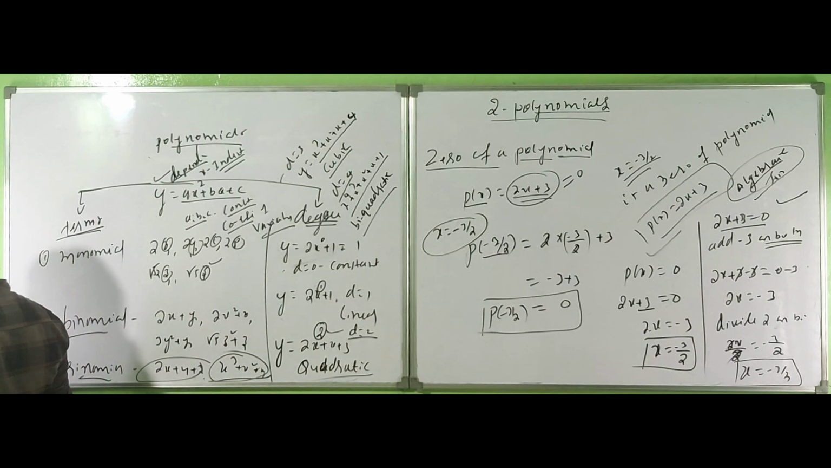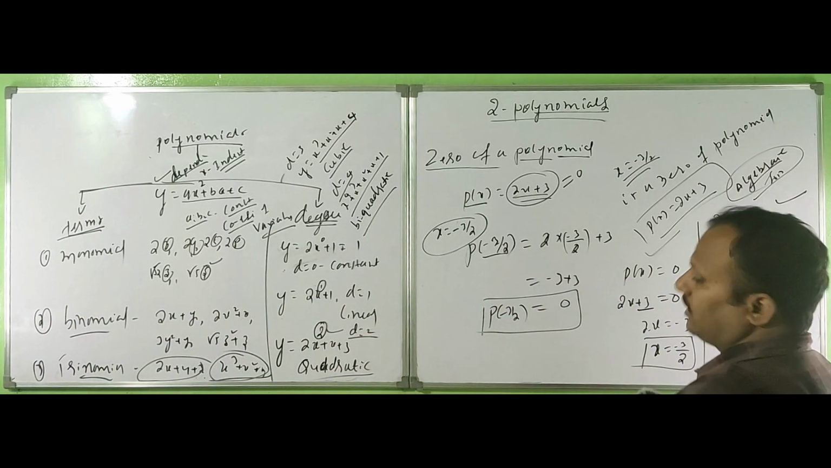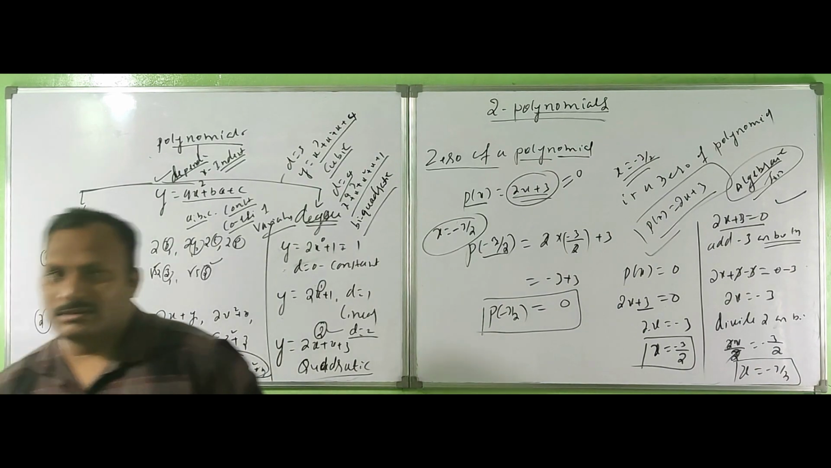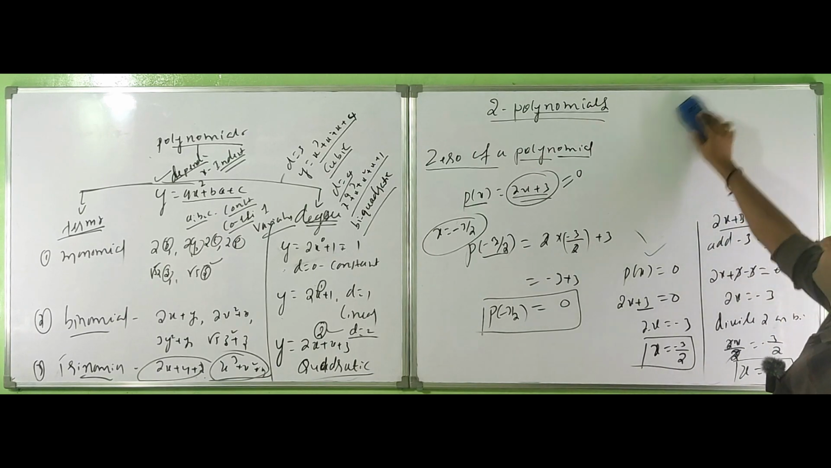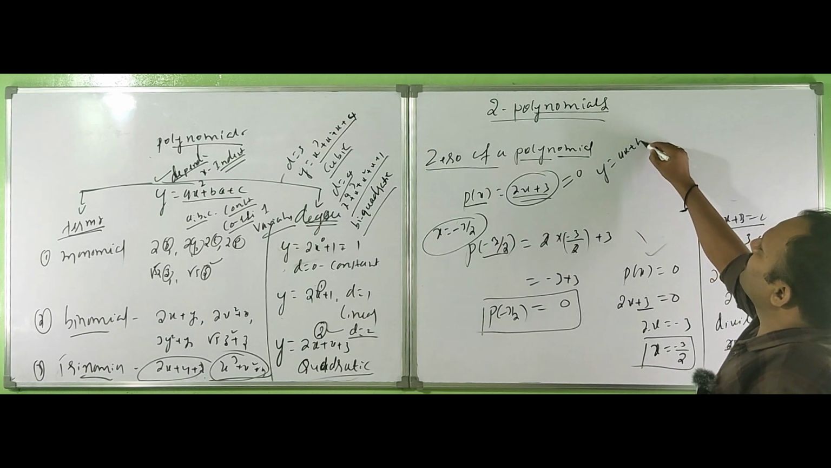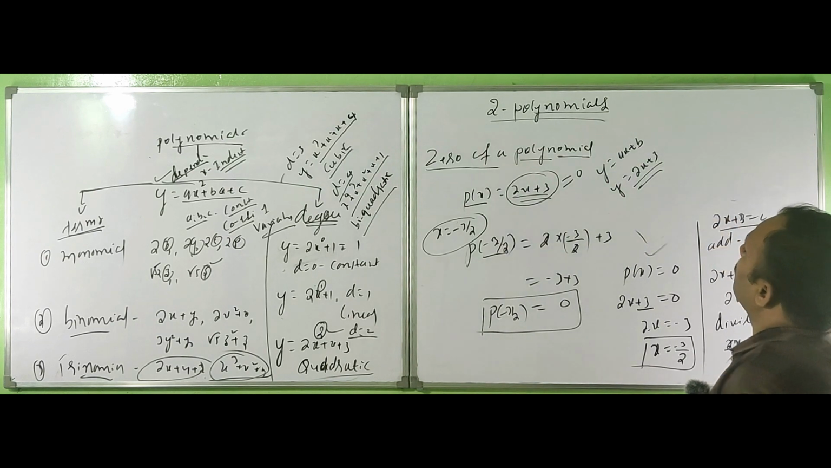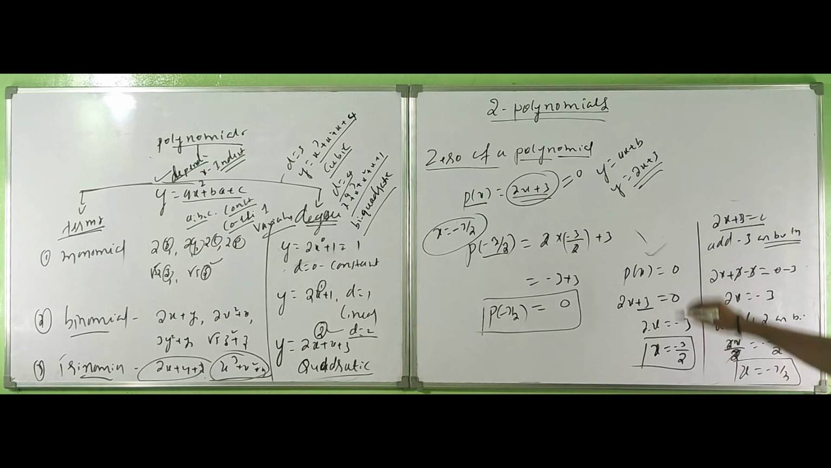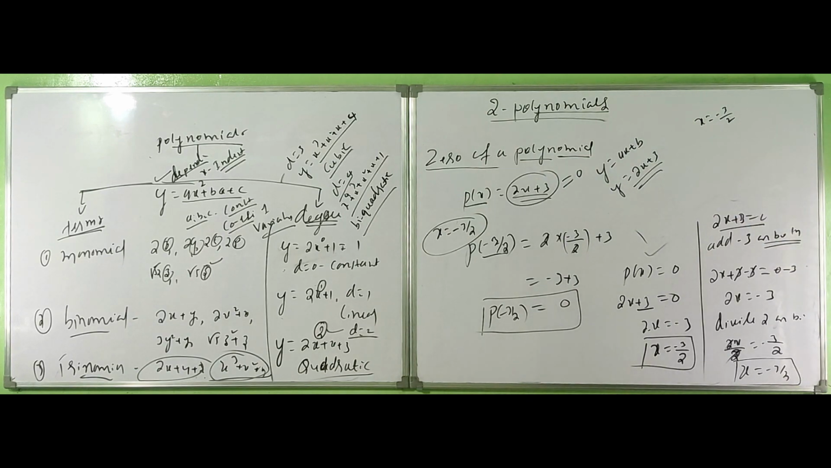Next concept is the relation between the zeros of a polynomial and coefficients. This is the standard form ax plus b. The example is 2x plus 3. For the zero of a polynomial here, we can write x is equal to, we got, minus 3 by 2. Minus 3 by 2, right?